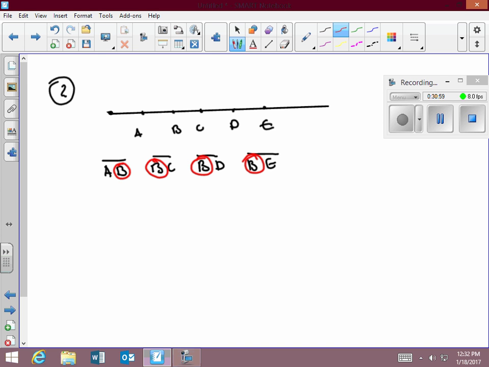So that's 4 then, so we'll give it away. It says how many different rays have C as the initial point.